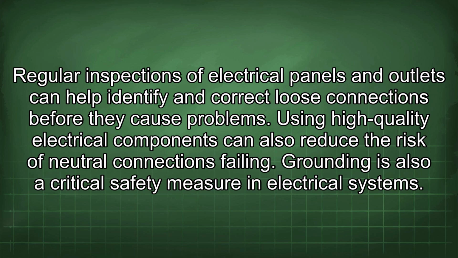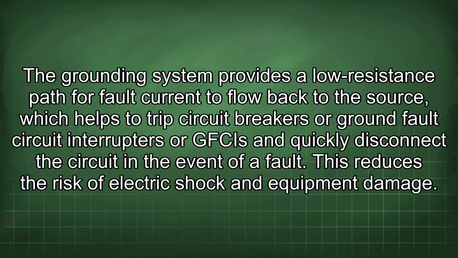Using high-quality electrical components can also reduce the risk of neutral connections failing. Grounding is also a critical safety measure in electrical systems. The grounding system provides a low-resistance path for fault current to flow back to the source, which helps to trip circuit breakers or ground fault circuit interrupters, or GFCIs, and quickly disconnect the circuit in the event of a fault. This reduces the risk of electric shock and equipment damage.